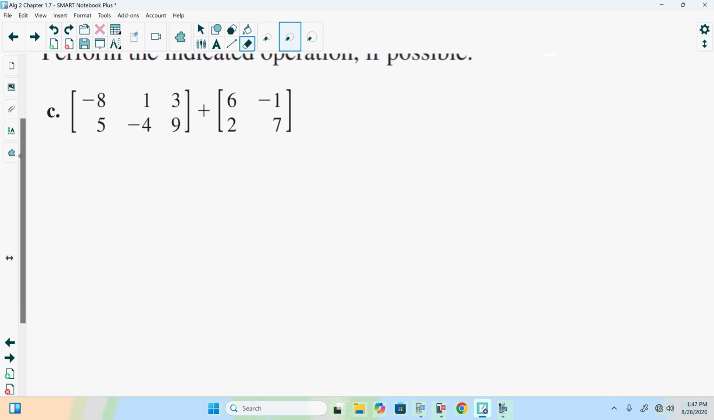I mean, this here we're just adding, yes? So negative 8 plus 6 is what? Negative 8 plus 6? Negative 2. 1 plus negative 1? 0. 3 plus?